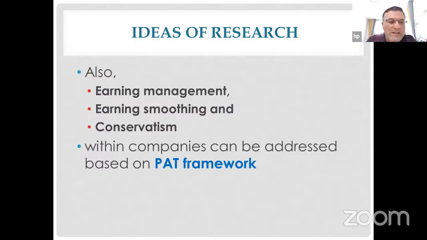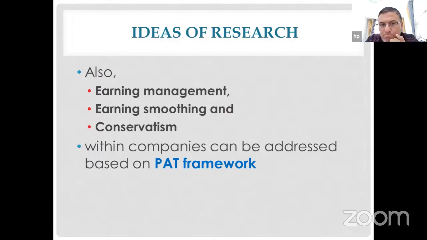Other important ideas of research are earnings management, earnings smoothing, and conservatism. These three topics are considered applications of positive accounting theory.